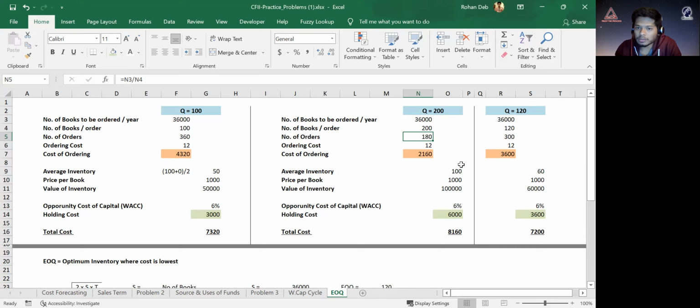Because you now have to hold a higher inventory level, with 200 books at the beginning of the month and 0 books at the end of the month, the average inventory is 100. 100 into 1,000 is 1 lakh. The 6% opportunity cost gives you 6,000 as holding cost. The total cost is 2,160 plus 6,000, which is 8,160.